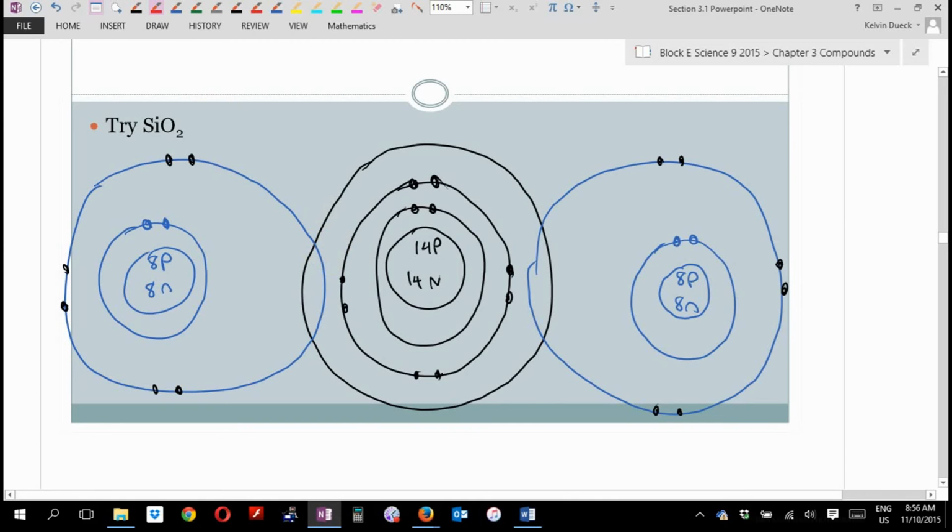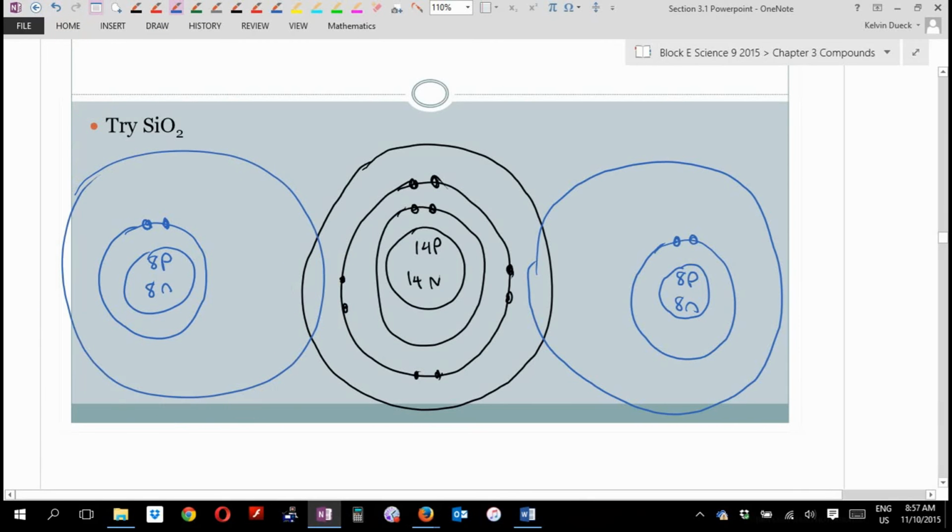So first of all, let me be consistent in my coloring. I'm going to do the oxygen electrons in blue. Oh, you're not going to let me go that far back? Oh, hang on, Duke. Okay, here we go. Wait, just hang on. Let me put this all together.